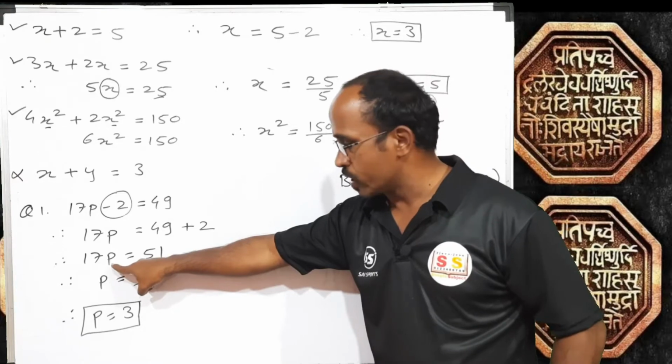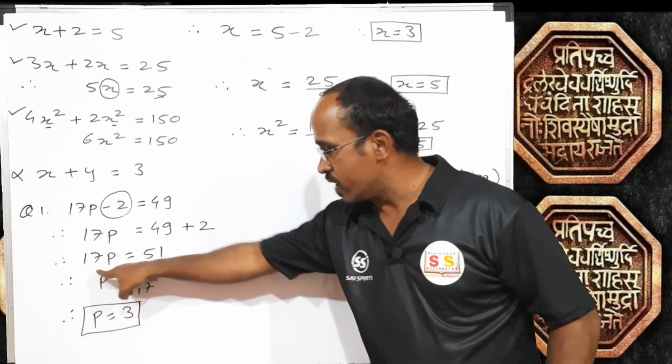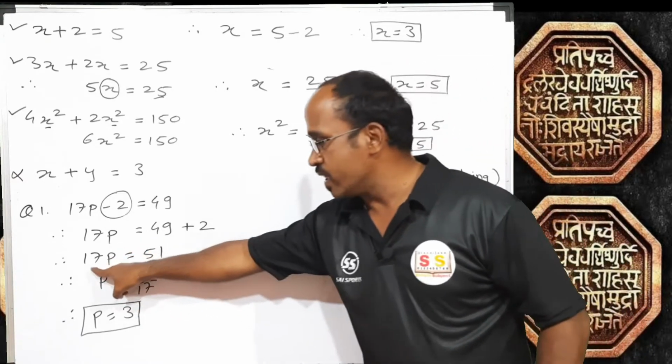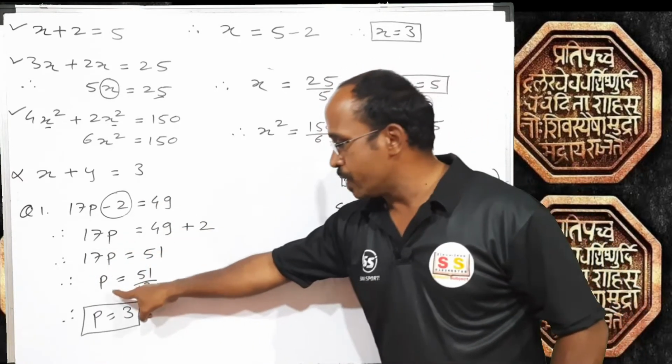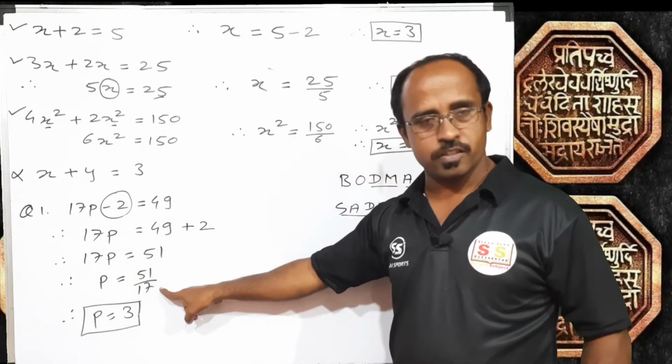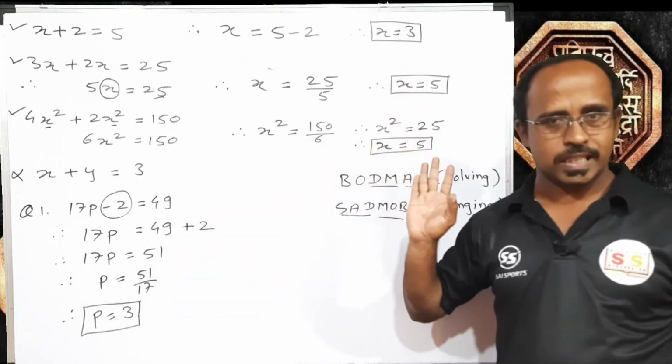Now once again we have to keep the p alone, means 17 should change the side. 17 is doing multiplication. After changing side, it will do division. So p is equal to 51 divided by 17, which is equal to 3.